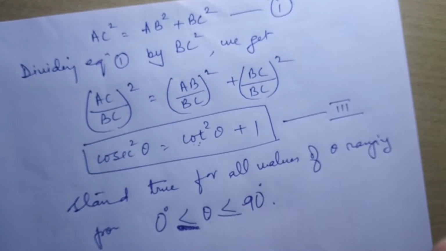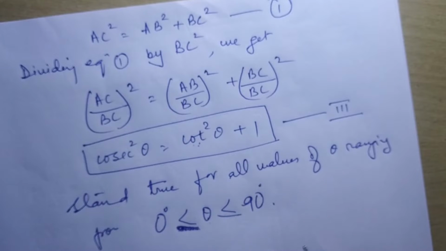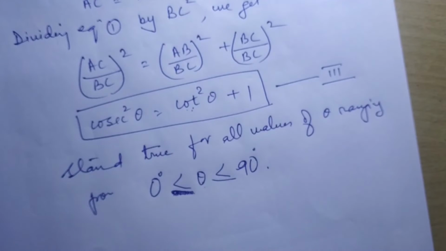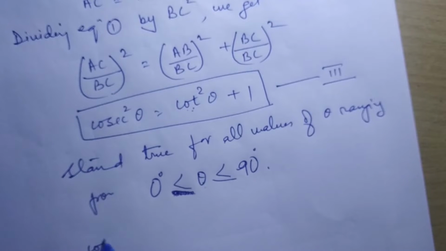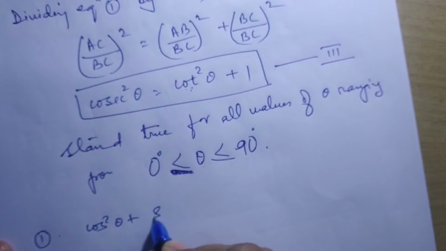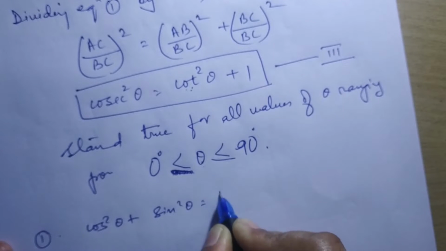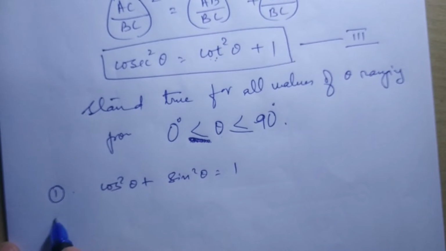Clear? These three identities you remember. So what was the first identity? Cos square theta plus sin square theta is equal to 1. Second, let me write down now. The first identity was cos square theta plus sin square theta is equal to 1. What is your second identity?